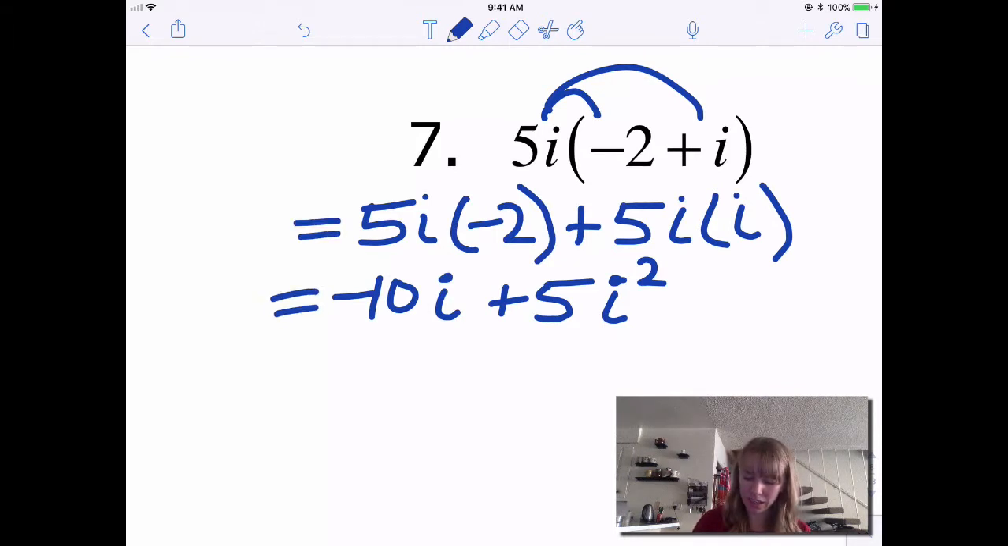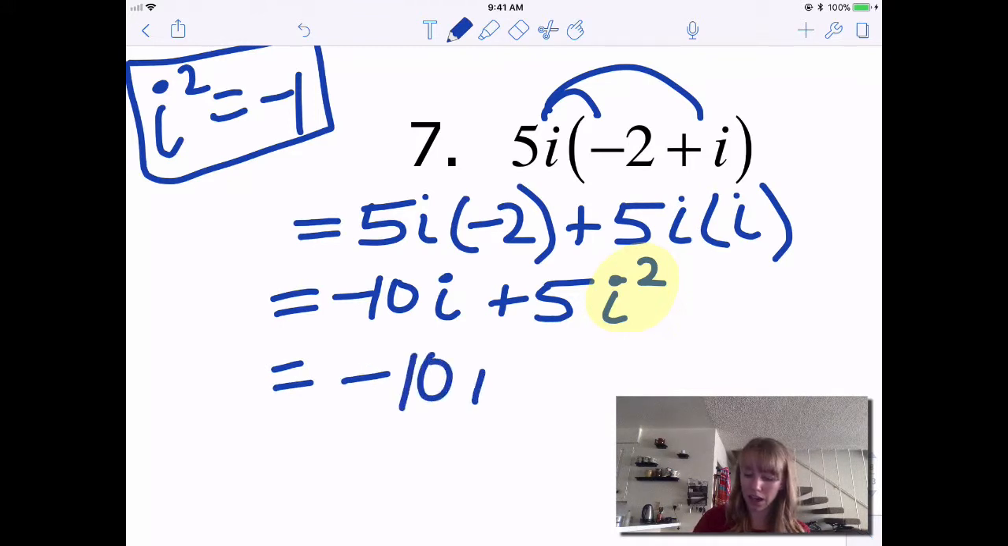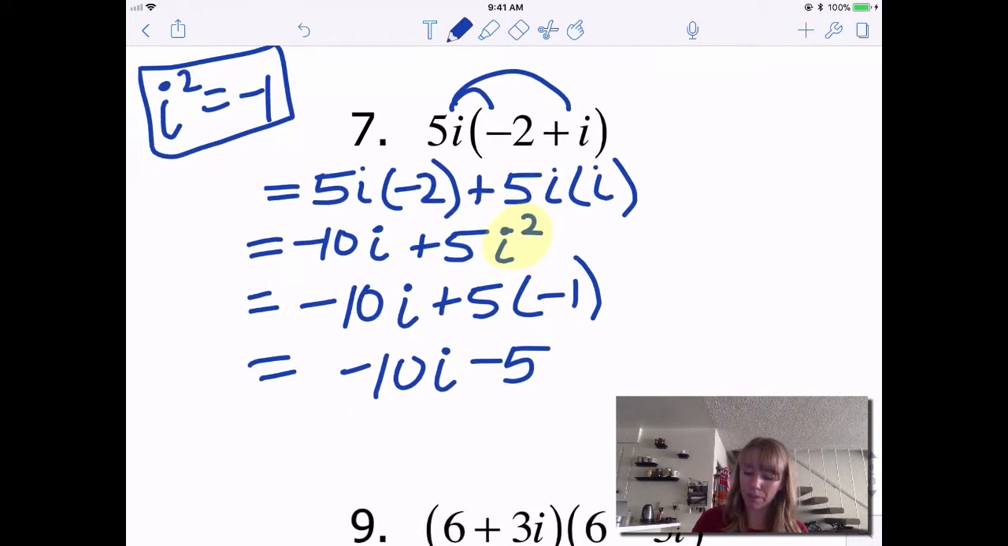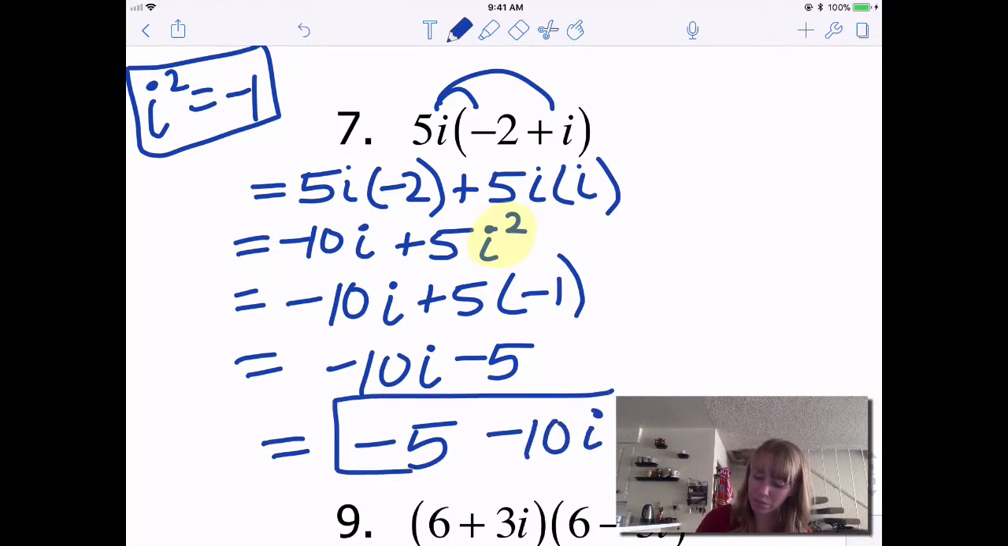But we want to write this in standard form, meaning I have a real part and an imaginary part. So what I have to remember from way at the beginning is that i squared is equal to -1. So you should write that down on your notes right now. i squared is equal to -1. Because what that's going to do for us is we can replace that i squared with -1. So I'll get -10i plus 5 times -1, which is really just -5, because 5 times -1 is -5. And then just for convention's sake, let's put the -5 first and the -10i second. Real part, then imaginary part, and we are all done.